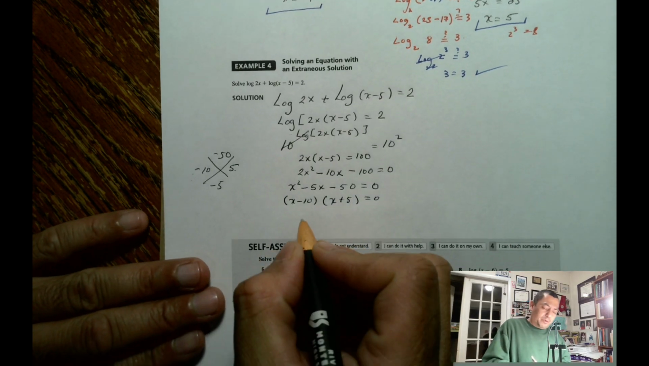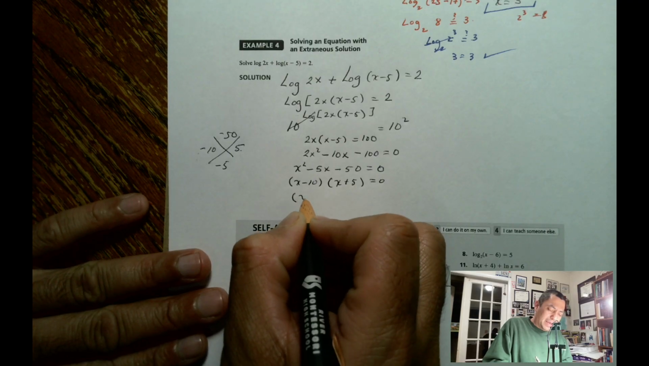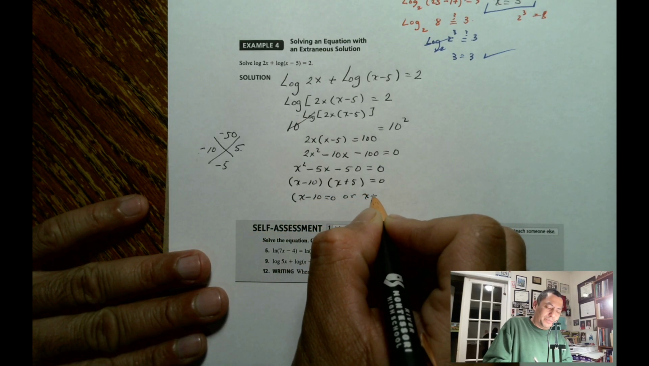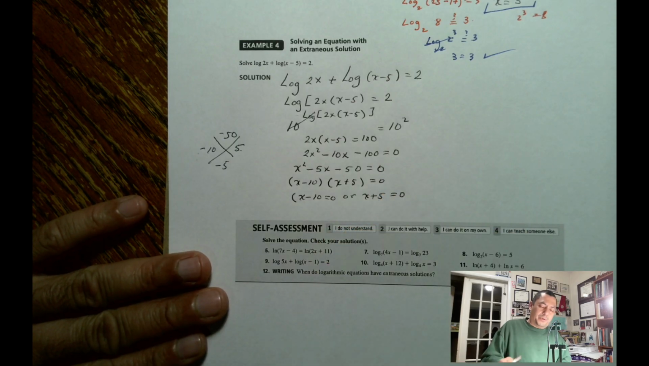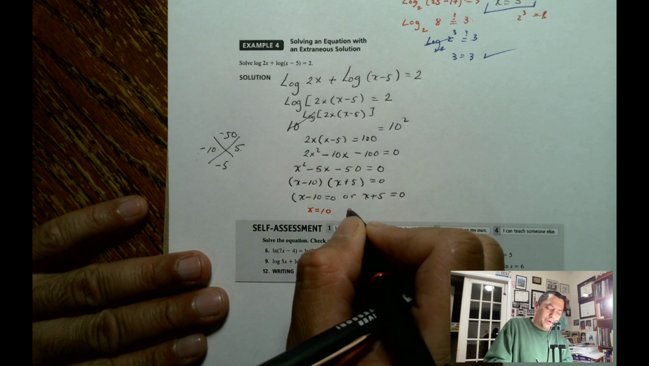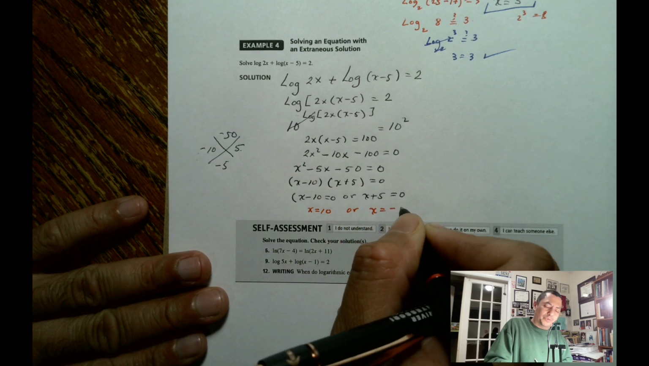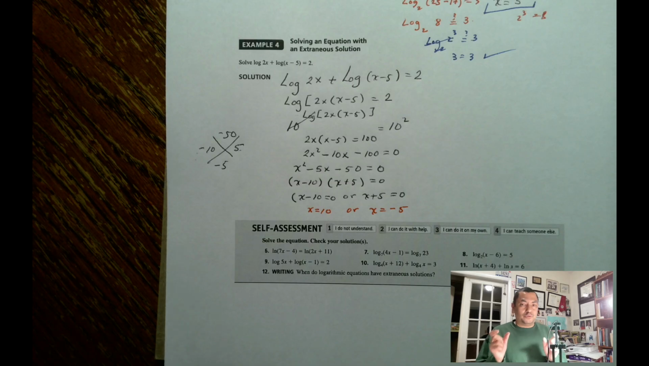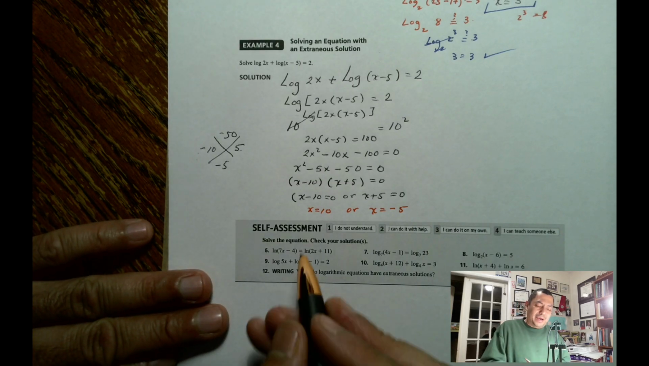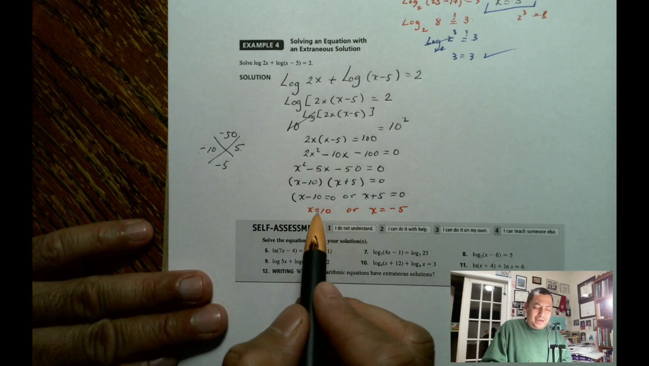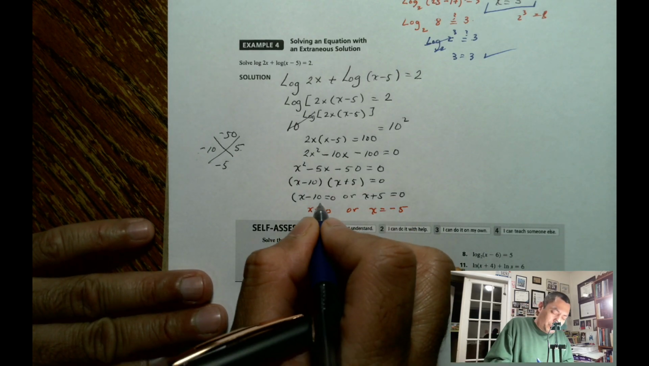Zero product property, we're going to split, and I'm going to have x minus 10 equals 0 or x plus 5 equals 0. So I'm going to have that x equals 10 or x equals negative 5. We need to test these two solutions because one is an extraneous solution. To save time in this long video, I'm going to say that the first solution is correct.